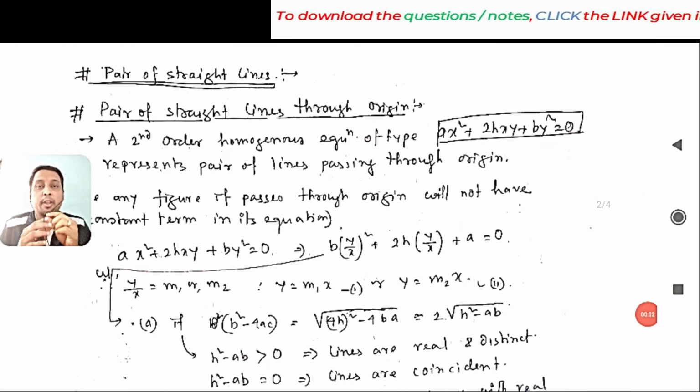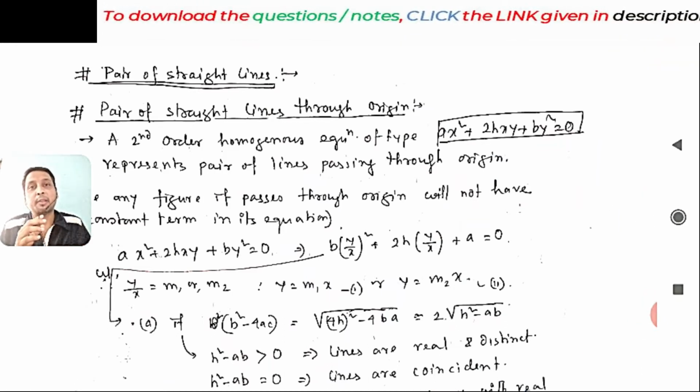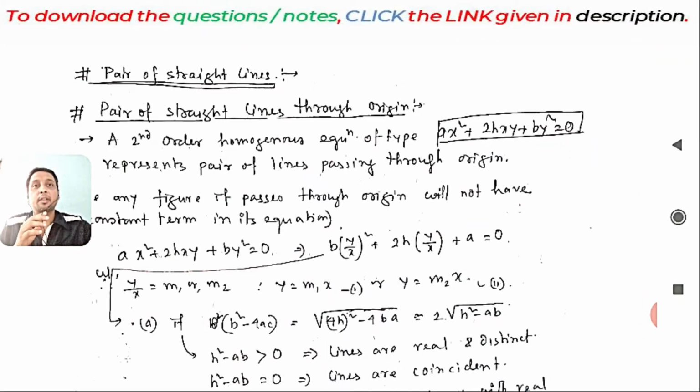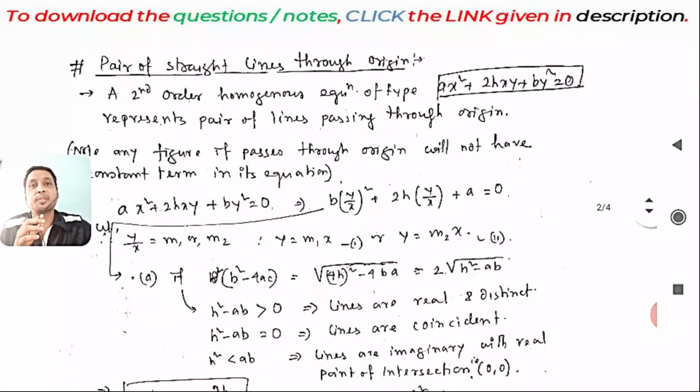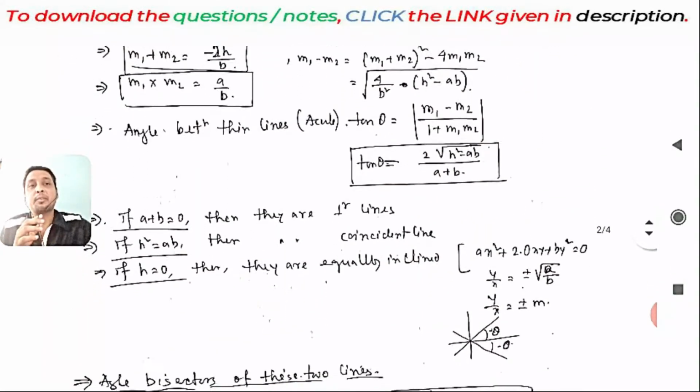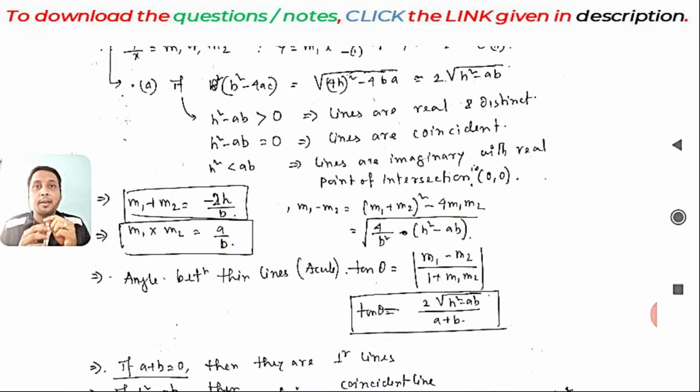Okay students, welcome you all to this new lecture on advanced level straight line concepts, that is coordinate geometry. So today we will see the concepts of pair of straight lines for the straight lines passing through origin, and we will see some of the features of this one. Okay, then let's see this.